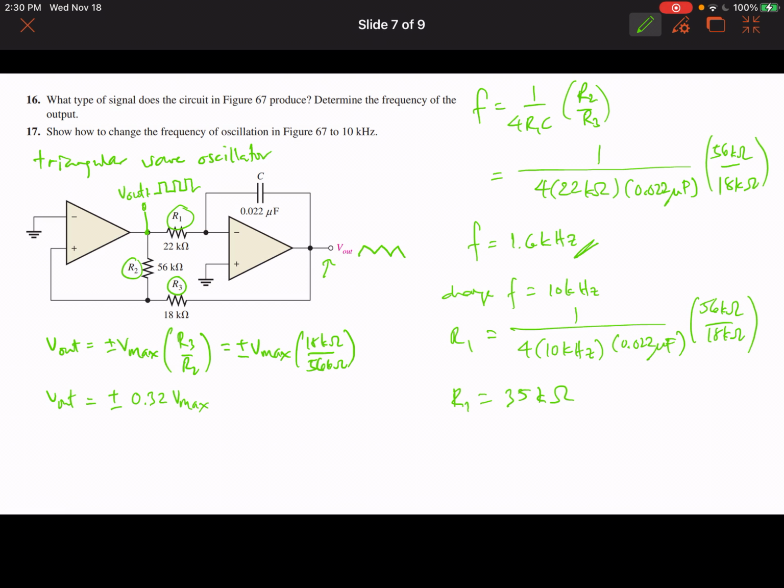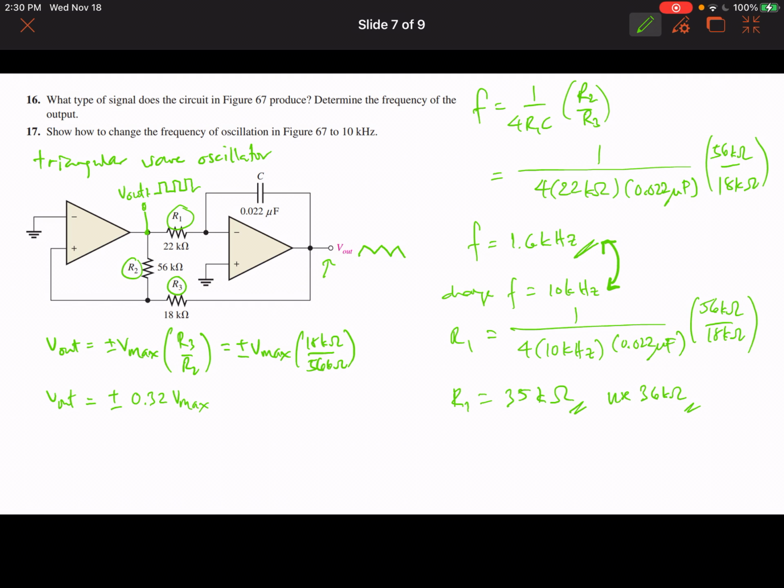But we don't have 35 kilo ohms available in stores, so we use what's available, what you can buy in store. That's a 36 kilo ohm. Okay, there may be something wrong here, because if the frequency increased by 6-7 times, then R1, according to this equation, should decrease by 6 or 7 times as well.